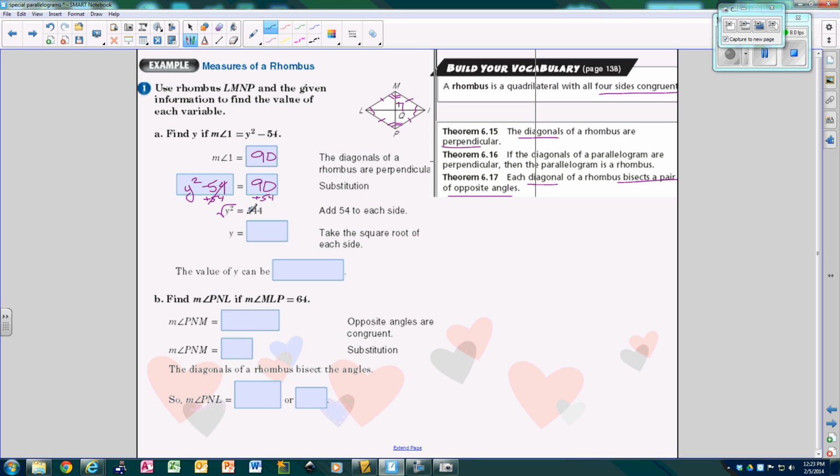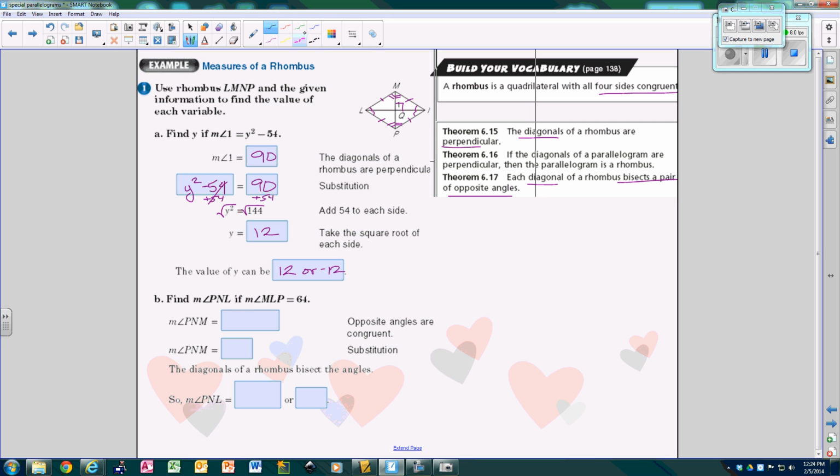And then you want to take the square root of both sides. So y is 12. So remember, when you take the square root of something, it can be positive or negative. But since we're in geometry, length can't be negative. So in this case, it's not going to be, because when you square a negative, it's going to become positive. So either one of these could be correct.